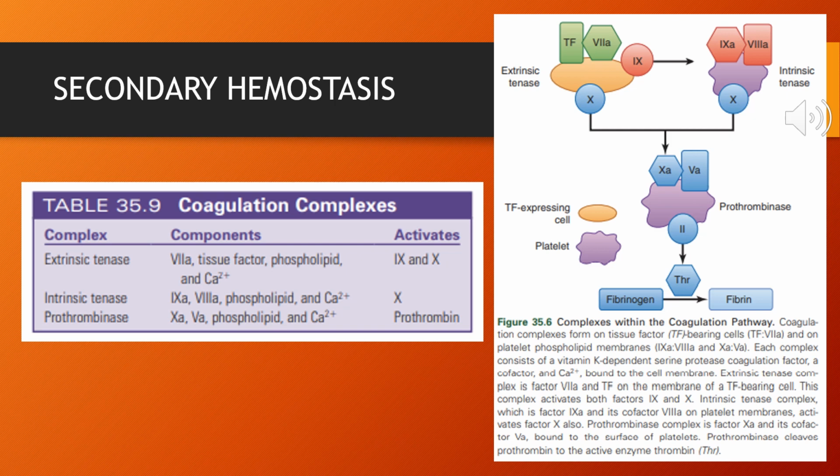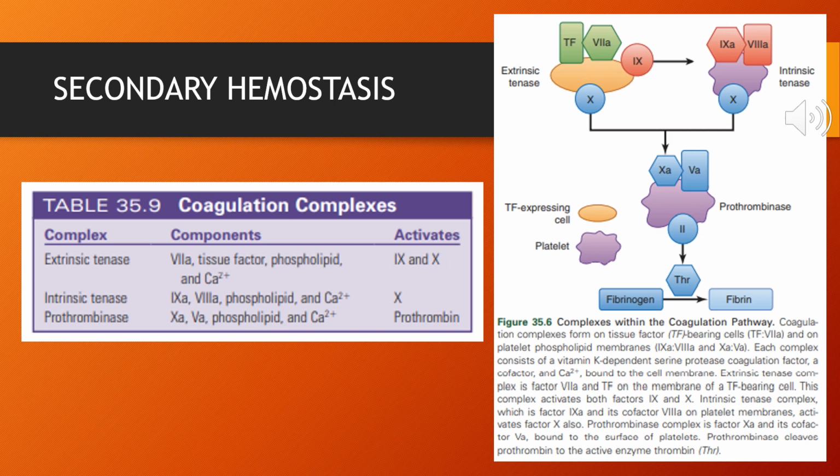The initial complex, which is the extrinsic kinase, is composed of factor 7A and tissue factor, and it activates factor 9 and 10, which are components of the next two complexes, the intrinsic kinase and the prothrombinase, respectively. The intrinsic kinase is composed of factor 9A and its cofactor 8A, and it also activates factor 10 much more efficiently than the tissue factor 7A complex.